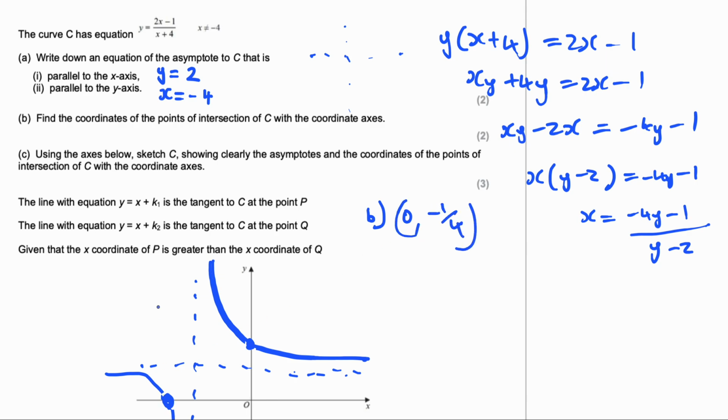And if you put y equals 0 in this one, so that's going to be 0 minus 1 over 0 minus 2. So that's minus 1 over minus 2, which is just a half. So x is a half, y is 0. So this is at a half, and this is at minus a quarter. Okay, that's the sketch done now, so that's another 3 marks.